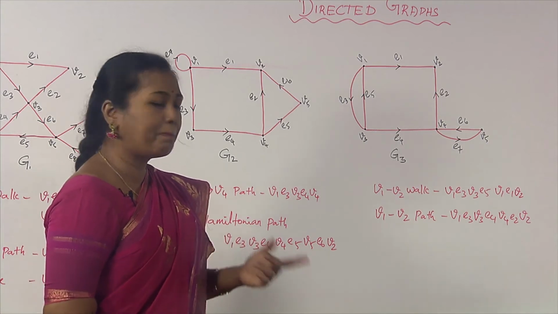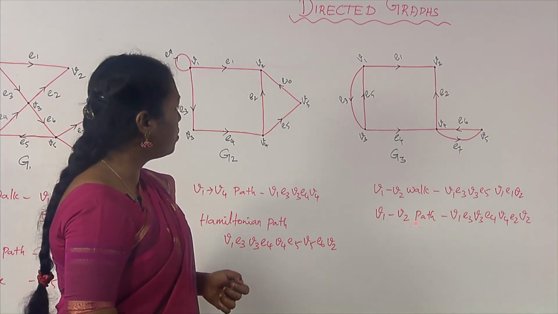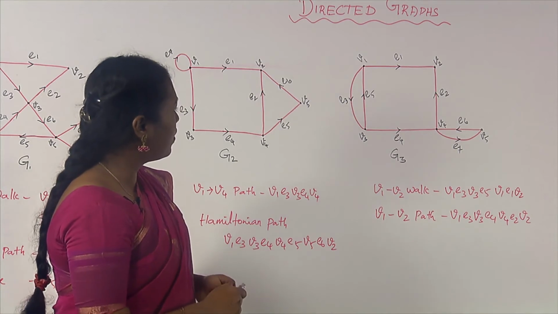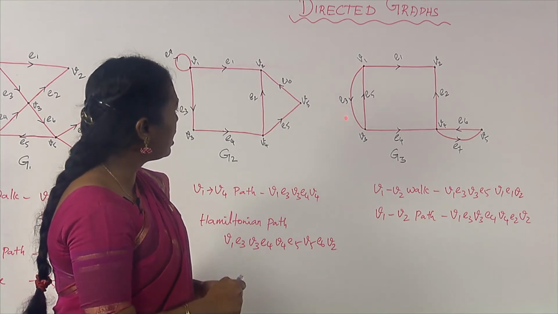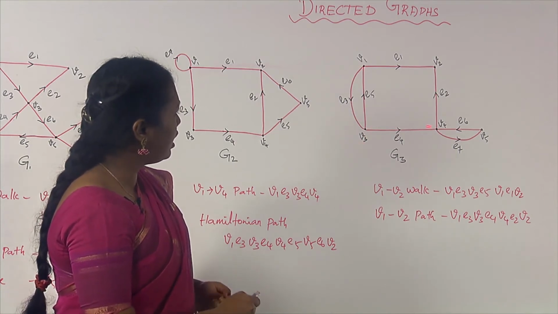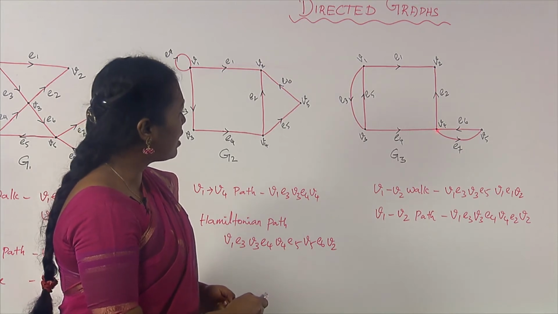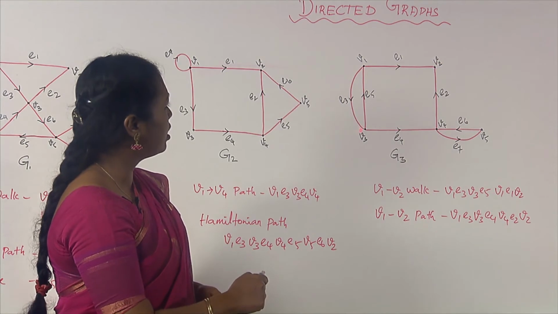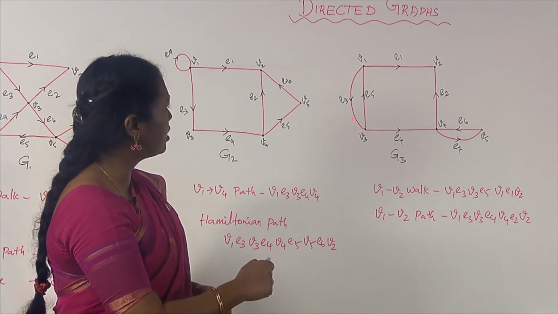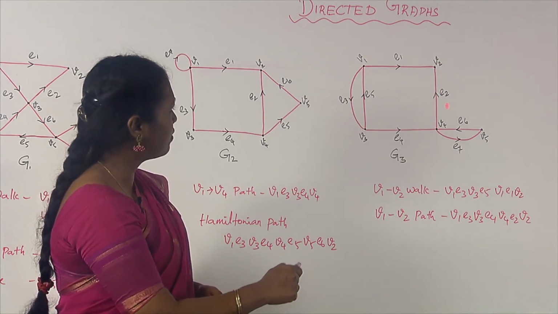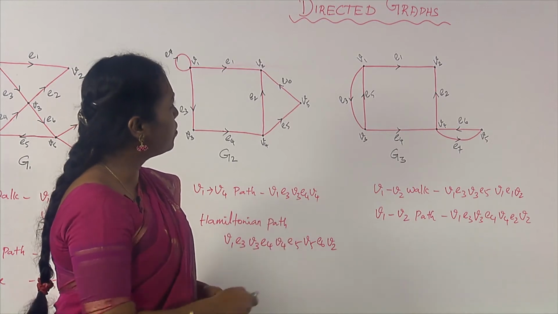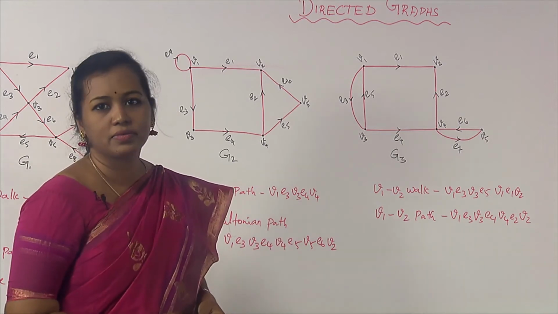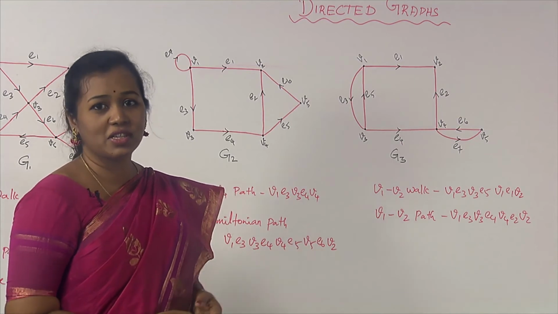Now, let us see a path. So, the V1 to V2 path will be V1, E3, V3, E4, V4 and then E2 to V2. So, this is nice, it is a nice path from here to here and from there to there. So, this is a V1 to V2 path. Although it is not the shortest path, it is still a path.